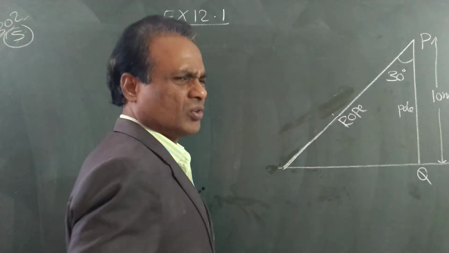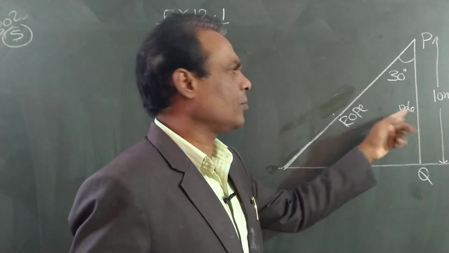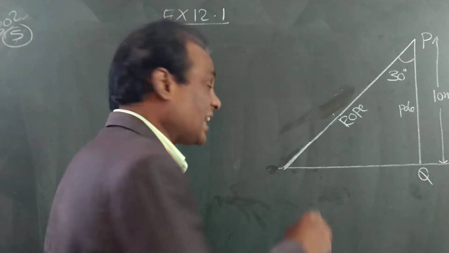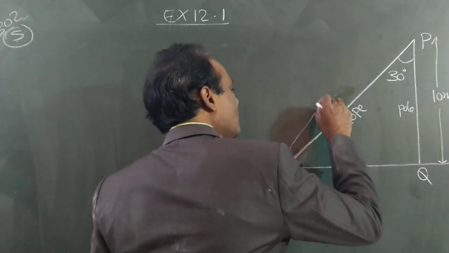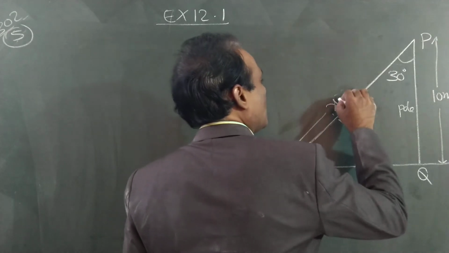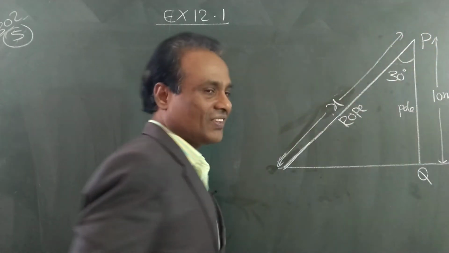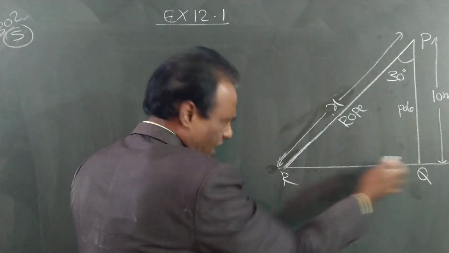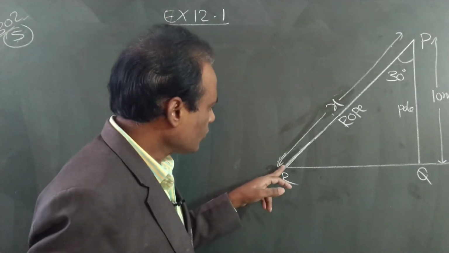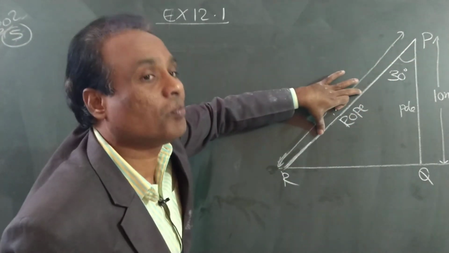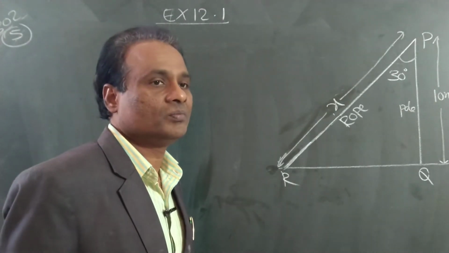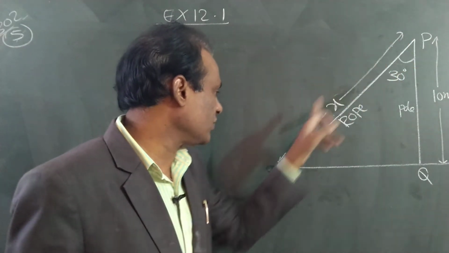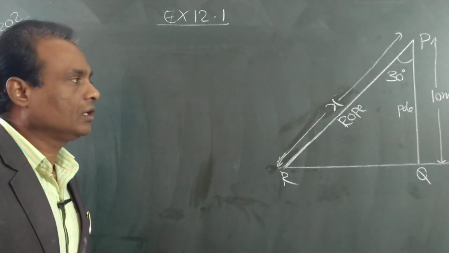You need not write rope. Don't write rope. Just for explanation I wrote rope, I'll write pole like that. No need, just a line is enough. What is the length of the rope? What is the length of this rope? This is the rope, no? What is this PQ? Pole. What is this QR? Ground. So what is this PR? This is a rope. What is the length of the rope? This length of the rope we have to find. X we have to find.